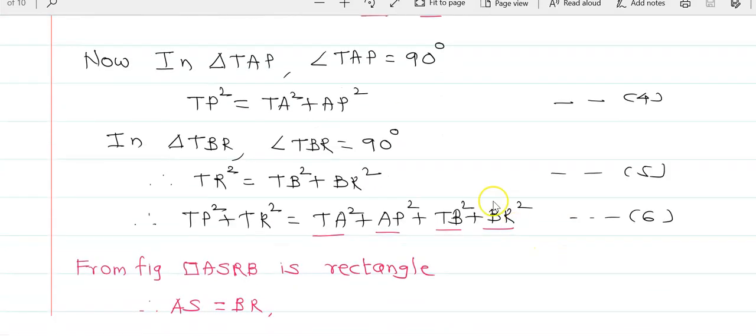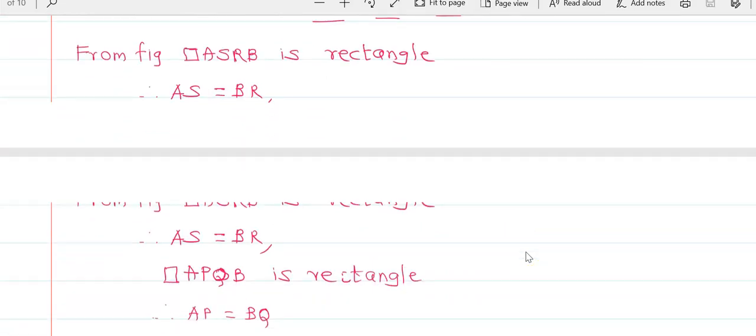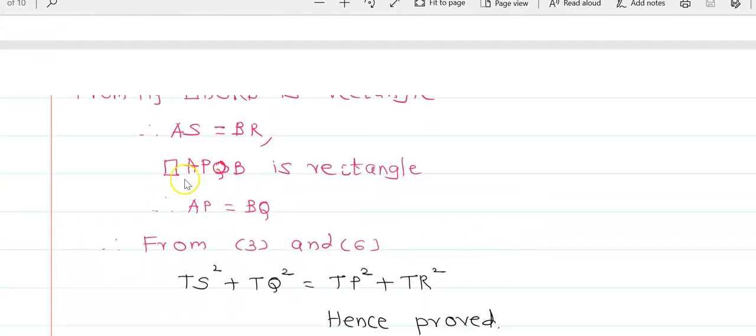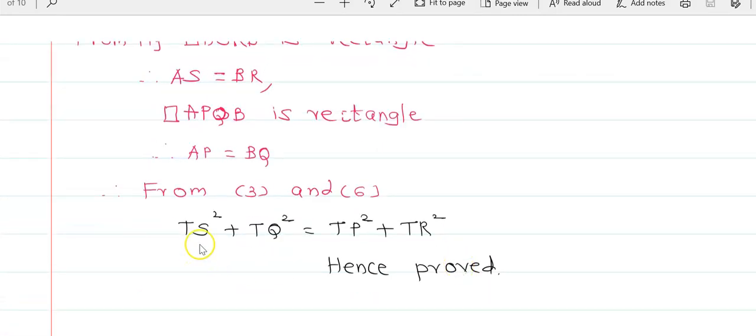This is equation number 6, and here is equation number 3. The right hand sides are equal, as APQB is a rectangle, AP is equal to BQ, and therefore from 3 and 6, TS square plus TQ square is equal to TP square plus TR square, and therefore the result is proved.